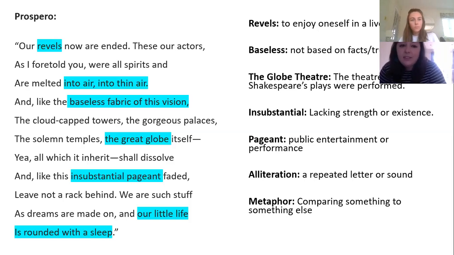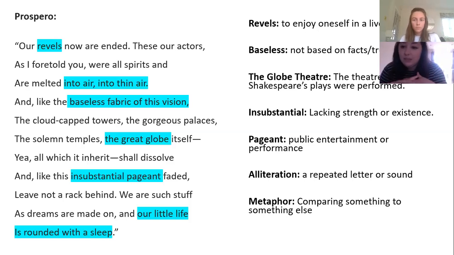So in the first line, it says, "Our revels now are ended." That means the celebration or enjoying oneself in a lively way. So it is a comedy. He's messing with them, causing drama between them as well. So that's all finished now. And he says all of this facade and the spirits are melted into air, into thin air. So there's that repetition there, into air, into thin air, which exaggerates the point. Like all of this is over now.